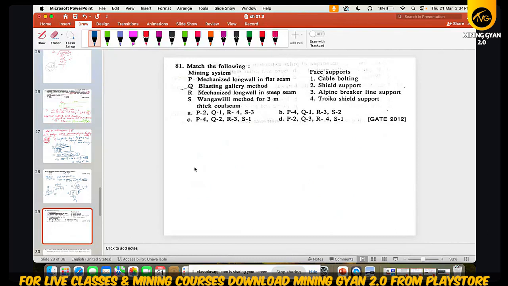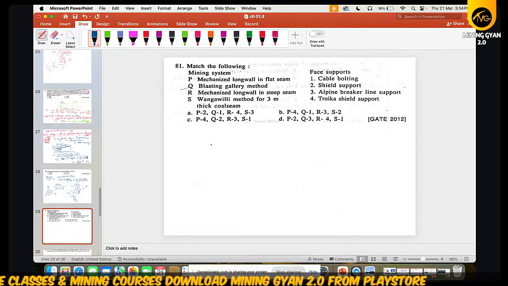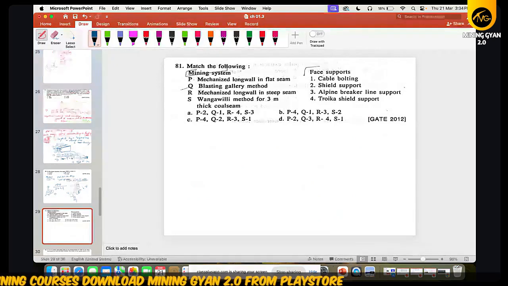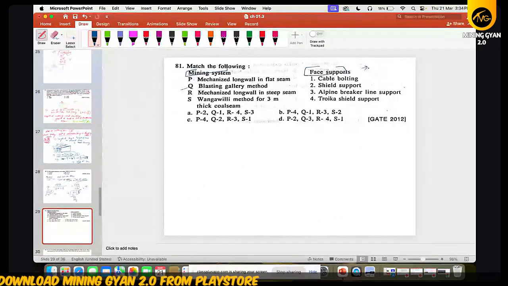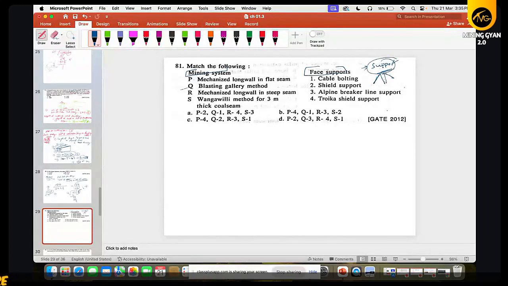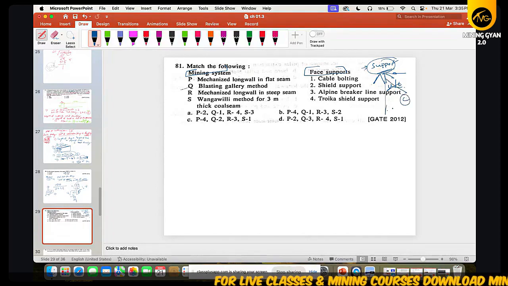Okay, come to 81. In this question they have asked us about the mining method, mining system and the support. So today you should read about support systems. How many support systems do we use in open cast? In open cast we don't need any support, but in underground, in metal mines and coal mines, so you read about the support system today.